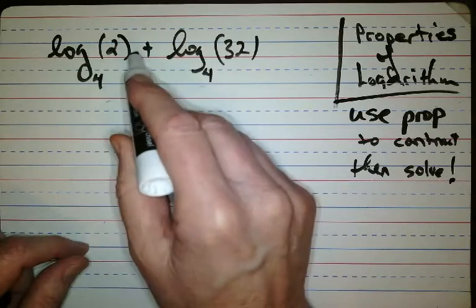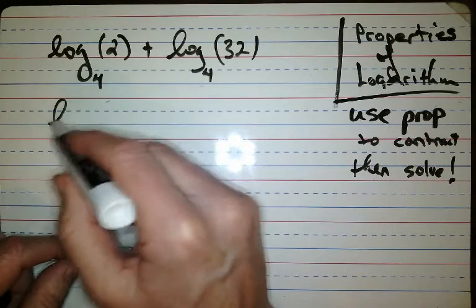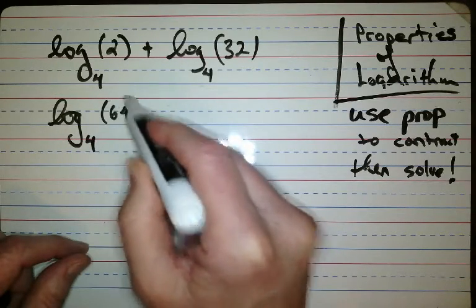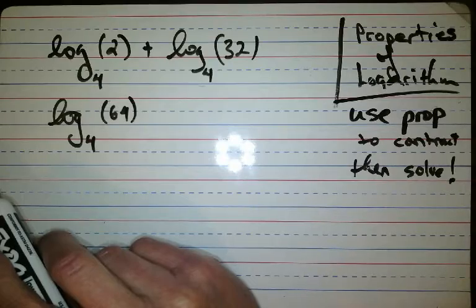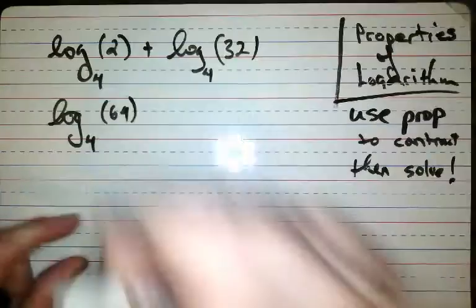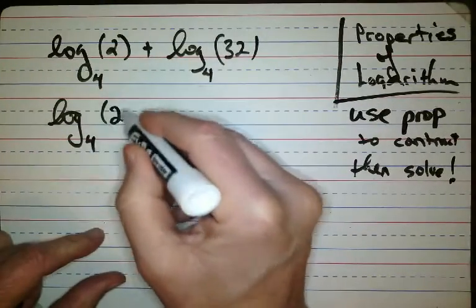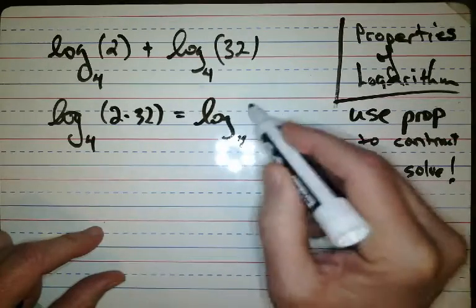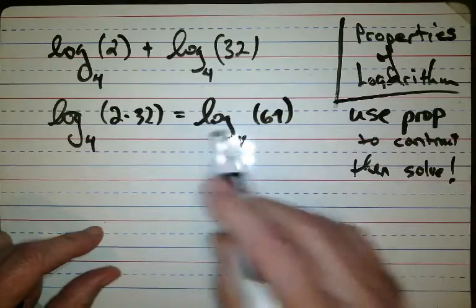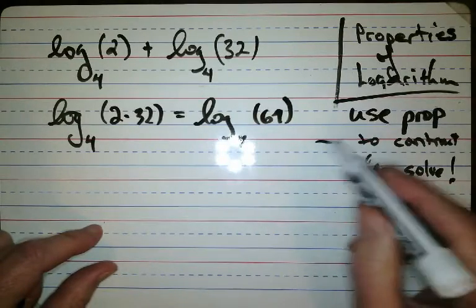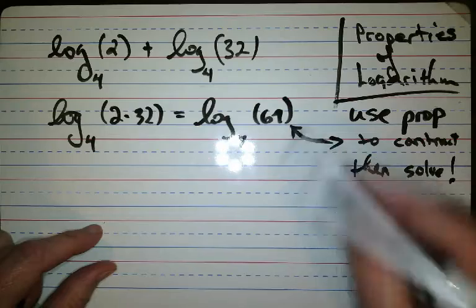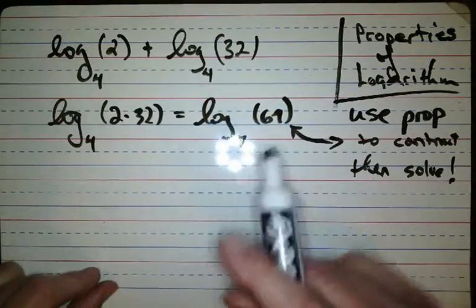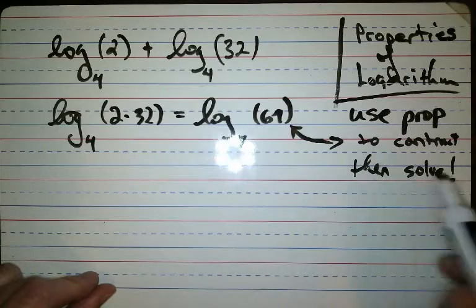I know that plus means multiply, so I'm going to get log base 4 of 64. Look at that, 2 times 32. Maybe I should have written it that way first. I know this is 2 times 32, which really is log base 4 of 64. Now we contracted it to the smallest logarithm it can be. I had 2, now I made it into 1. I want to solve.